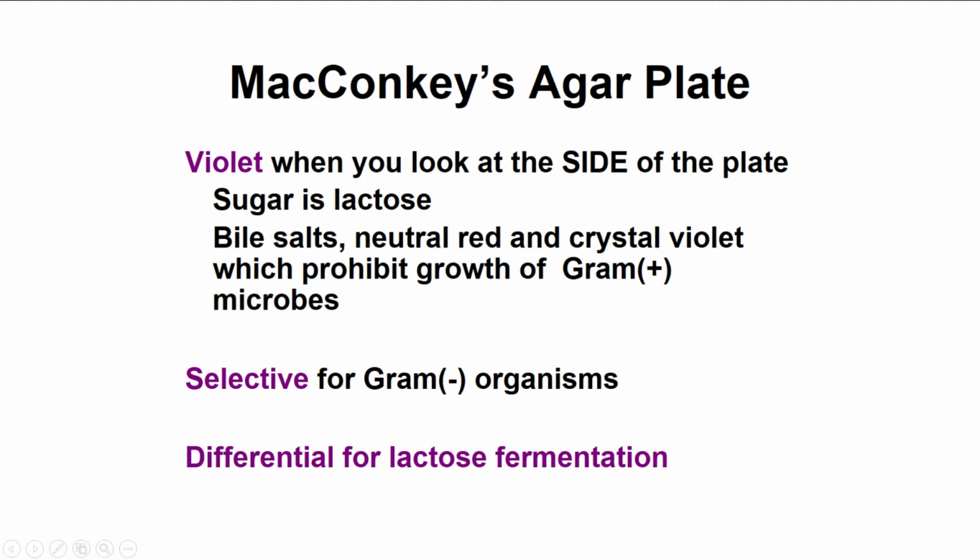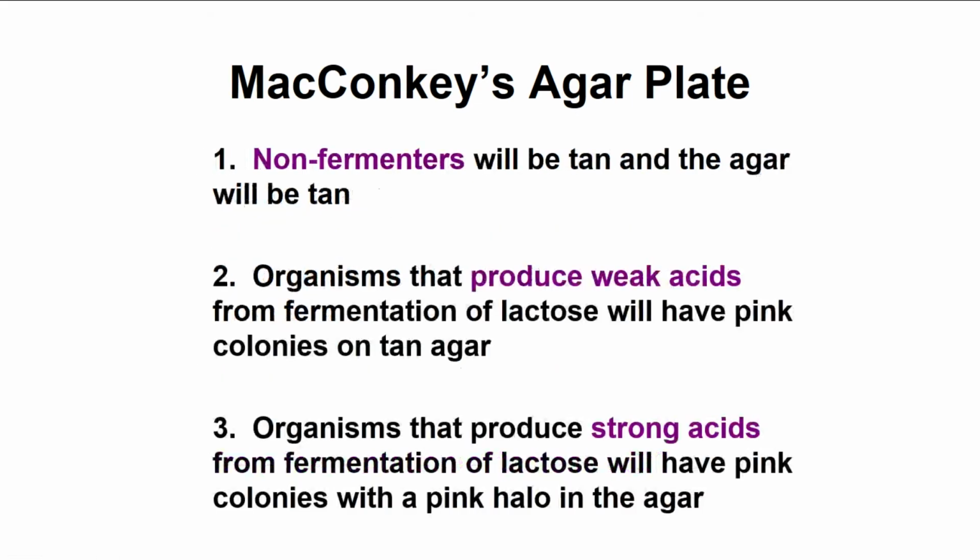It selects for gram-negative organisms. So that means that it's really good at preventing gram-positive growth. So gram-positives just cannot grow on there at all. So if you have bacteria growing on there, you can say, yes, they are gram-negatives. It's differential for lactose fermentation. So it differentiates between weak and strong lactose fermenters.